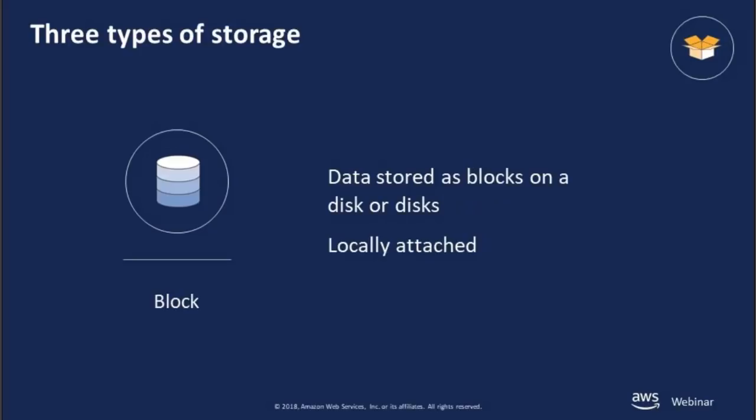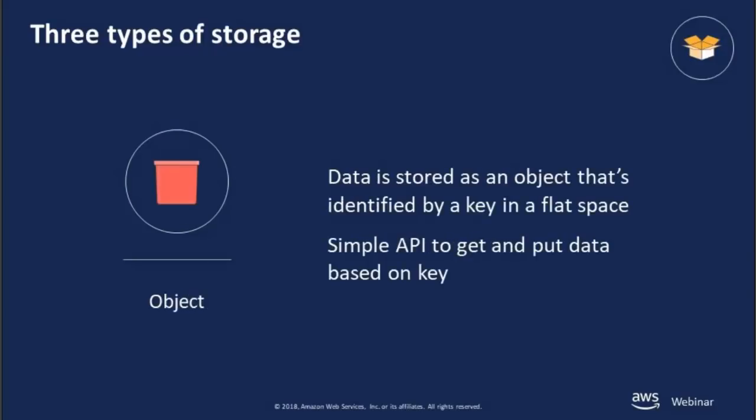The next type of storage is block. And this is when data is stored on blocks and it is presented to typically a single instance or a single client. It shows up as a locally attached disk. There are a number of services we provide within AWS that provide block storage.